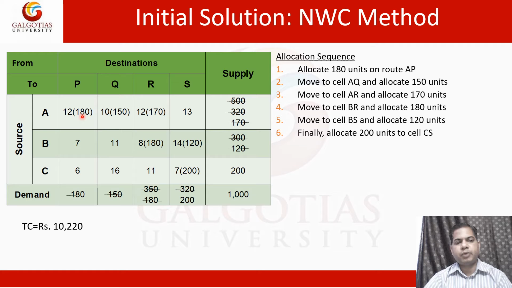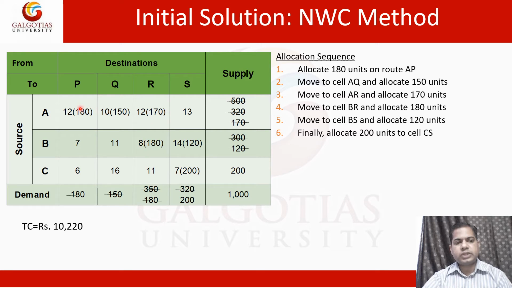What is the meaning of maximum possible? If A can supply a maximum of 500 units, but the demand of P is only 180 units, we will not go beyond 180 units from A, because the demand of P is only 180. So we will give the maximum possible amount over here, 180. That means the maximum possible units will be 180. This is the concept of maximum possible units.